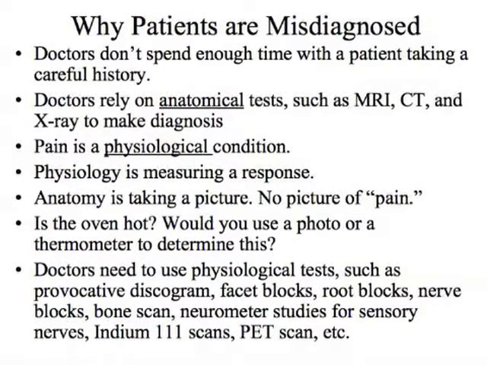So the tests that can be used are tests that measure how the body responds to certain things. And these are provocative discograms and facet blocks and root blocks and nerve blocks and bone scans, neurometer studies for sensory nerves, indium scan, gallium scan, PET scan, etc. These all measure how the body responds to certain things.